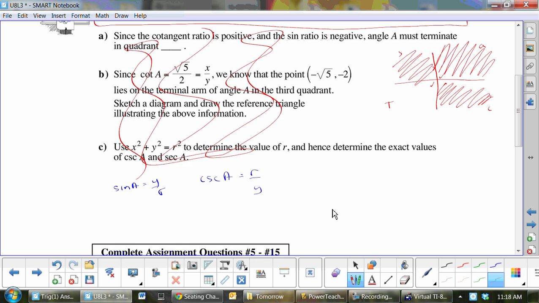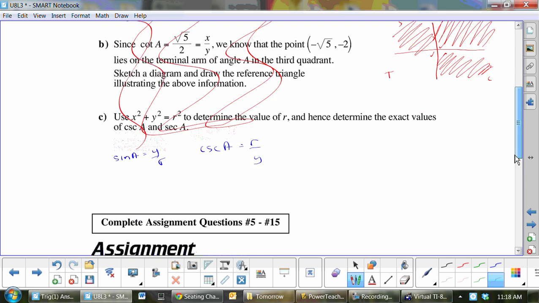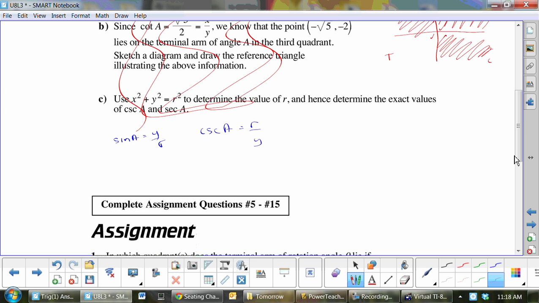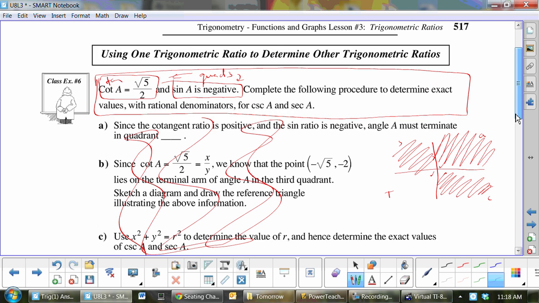Okay? I also need, if you look at the question, it asks me for cosecant A and secant A. What is secant A? Who's secant's buddy? What's cos A? X over r. Therefore, secant A is r over x.